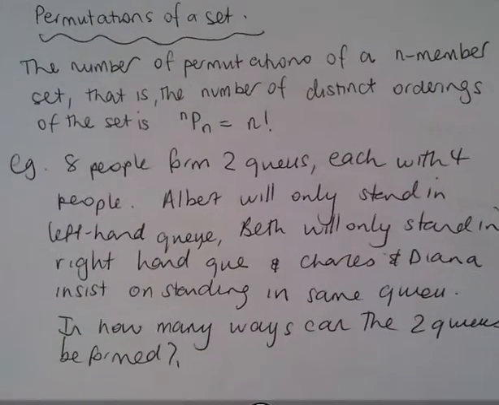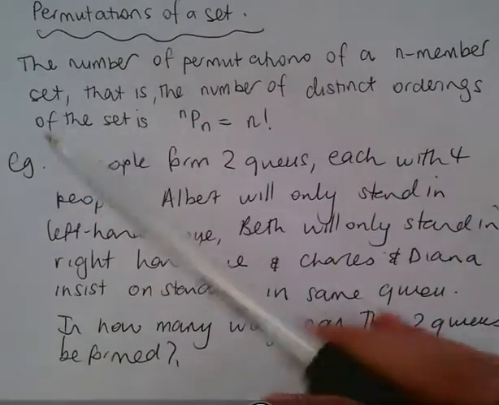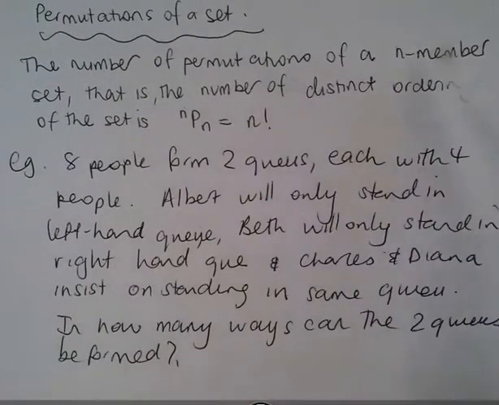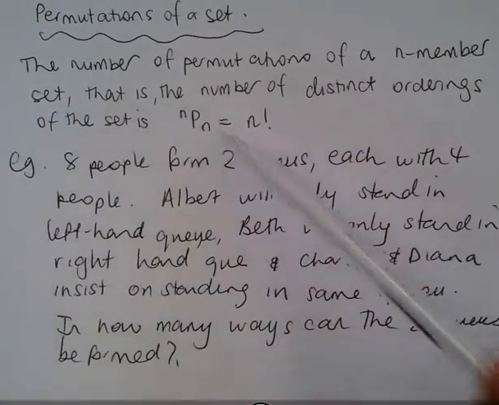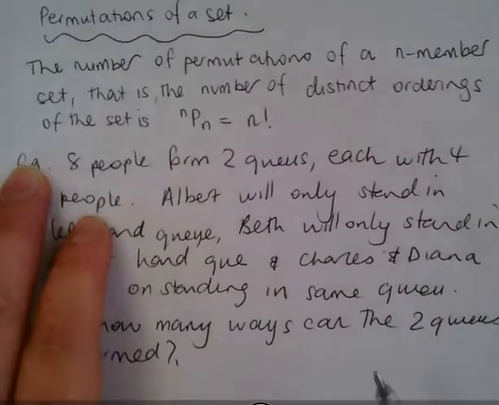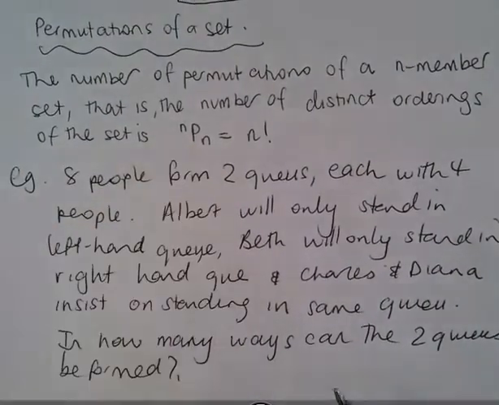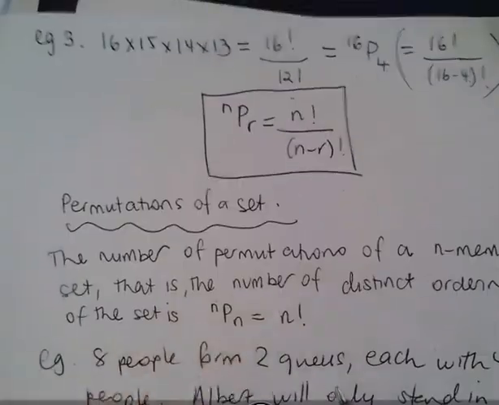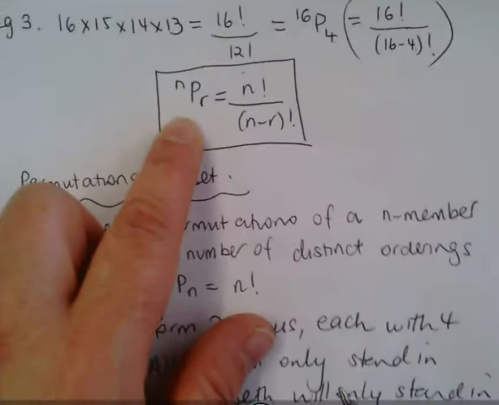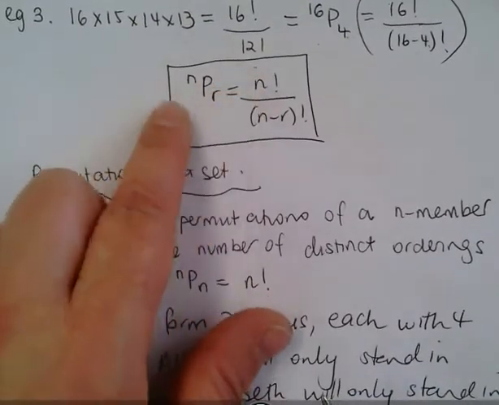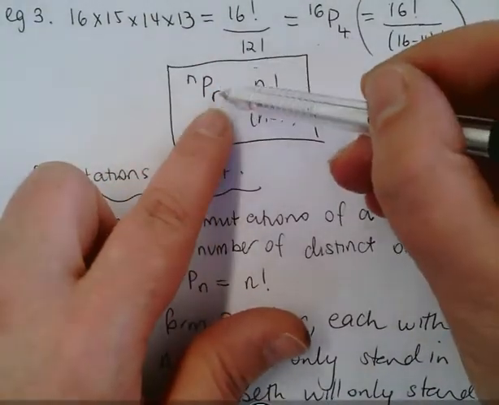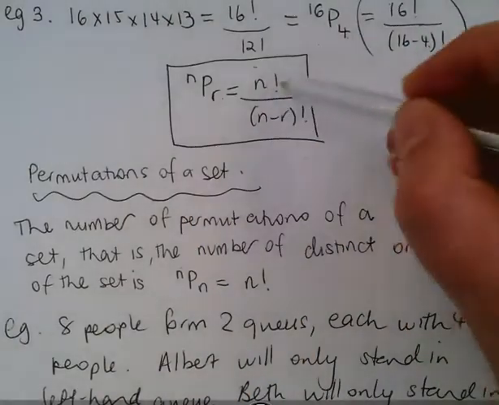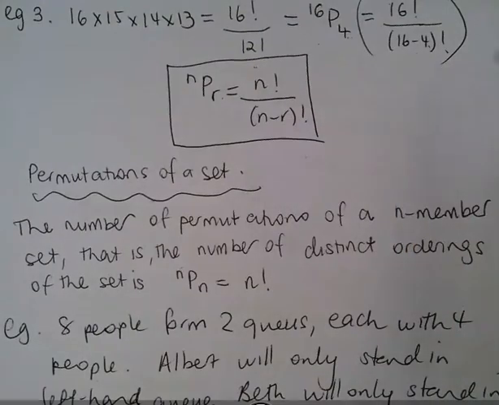Just looking at some examples, this is where we finished off in the last video: what a permutation of a set is. The number of permutations of an n-member set, that is the number of distinct orderings of the full set, is nPn, or n factorial, okay? We had just finished this off as well in the last video, that nPr is the number of ways of choosing, in order, where order matters, r objects from n. And that is n factorial over (n minus r) factorial.